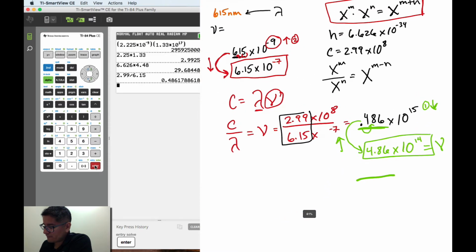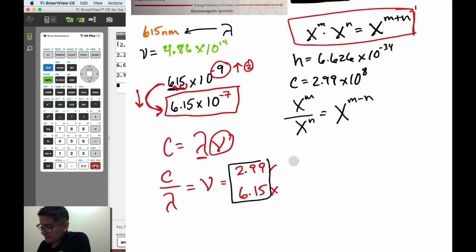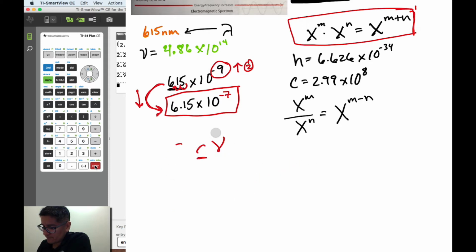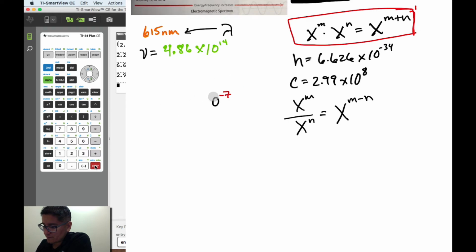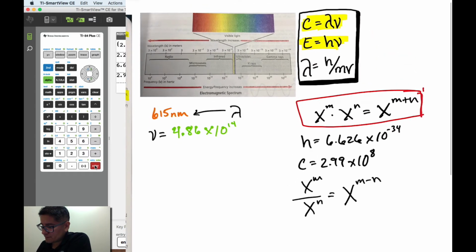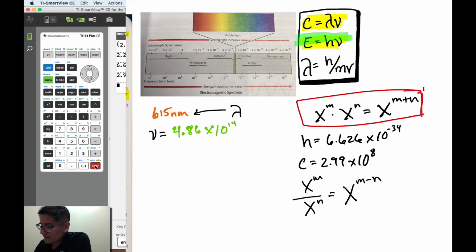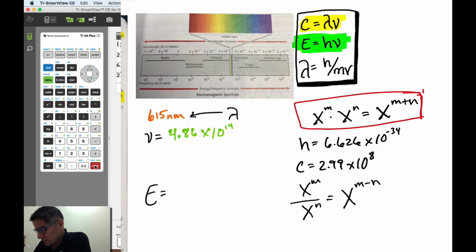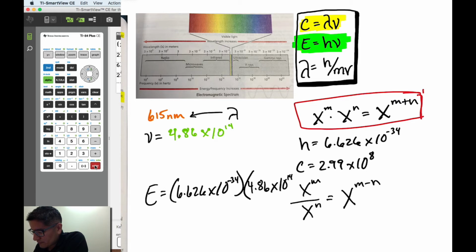So if you recall, that's only half of my problem, right? 4.86 times 10 to the 14th power. That's only part of my problem. The problem was asking me to find the energy of that photon, right? The energy. So I'm not done yet. I need to use my energy equation right here. I highlighted it in green. My energy equation is the energy equals Planck's constant, 6.626 times 10 to the negative 34, times the frequency, 4.86 times 10 to the 14th.